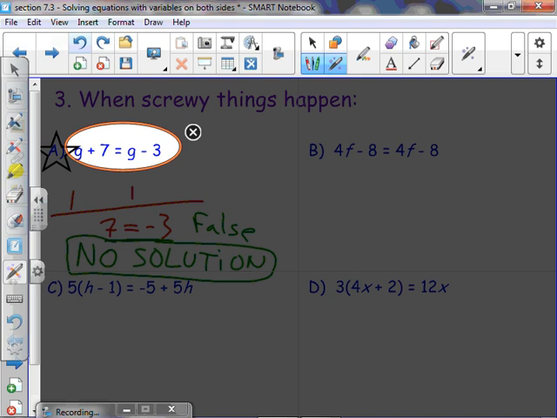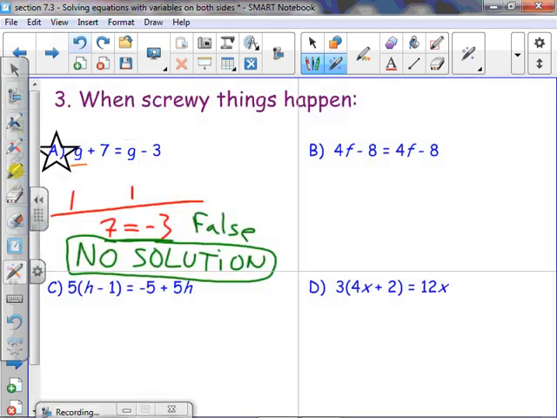107 is not equal to 97. You will always be off because this statement cannot actually happen. You can't take the same number on both sides, add 7 to one side, take away 3 from the other side, and get something that equals each other. So there is no solution.